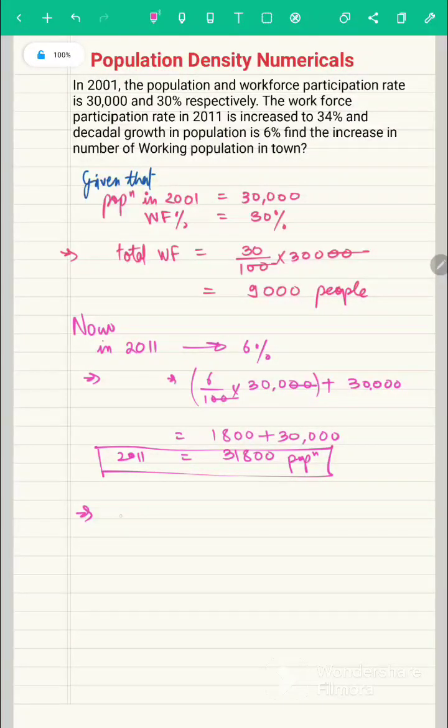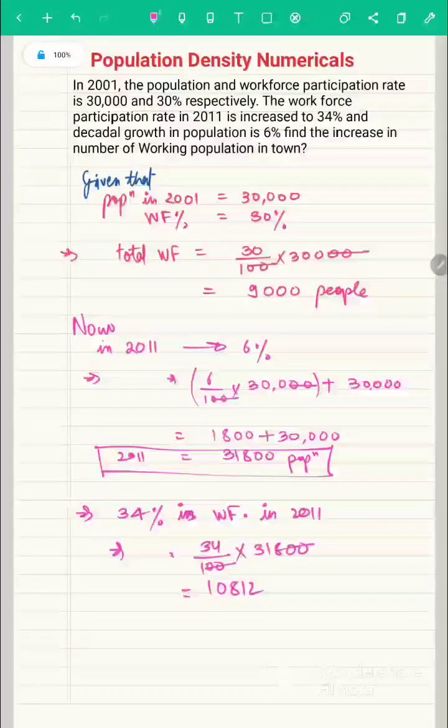And now given is 34% is workforce in 2011. Therefore, 34% of 31,800 is, on calculating, we get the population of workforce in 2011.